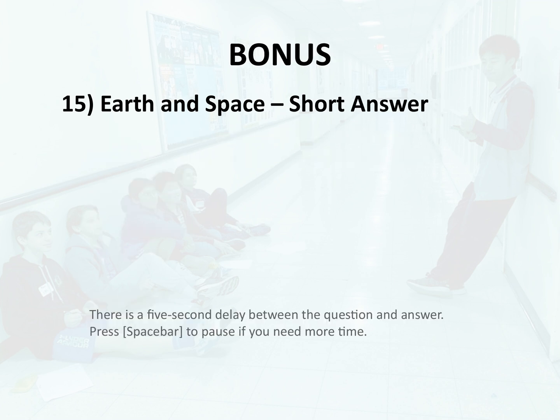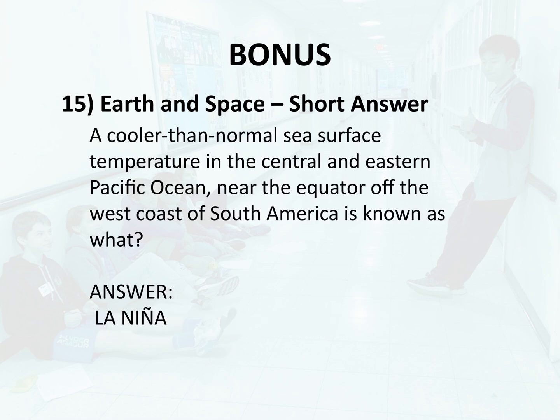Bonus 15. Earth and space, short answer. A cooler than normal sea surface temperature in the central and eastern Pacific Ocean, near the equator off the west coast of South America, is known as what? Answer: La Nina.